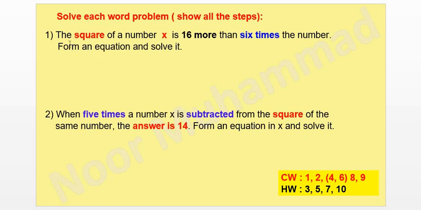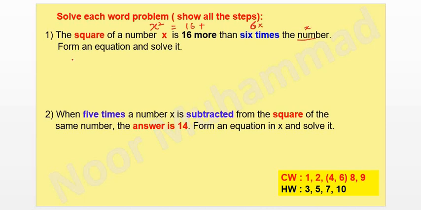Here is question number 1. The square of a number x is 16 more than 6 times the number. So let's first of all see what we can do. Square of a number x, that means we will get x squared. Is means equal to what? 16 more, 16 plus, then 6 times. 6 times means multiply 6 with the number. And what is the number? It's x. So you will multiply 6 with x, and your equation is ready, right?